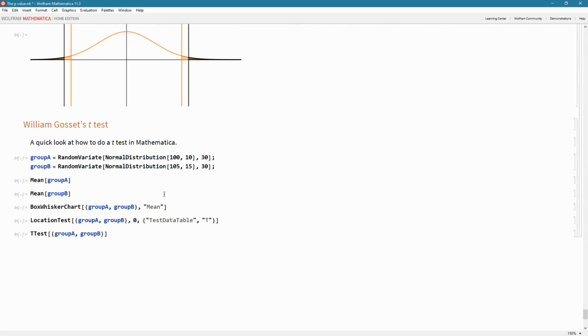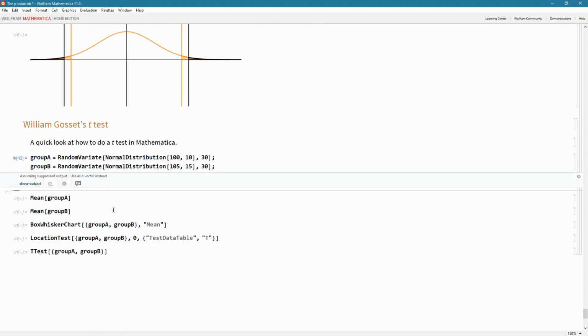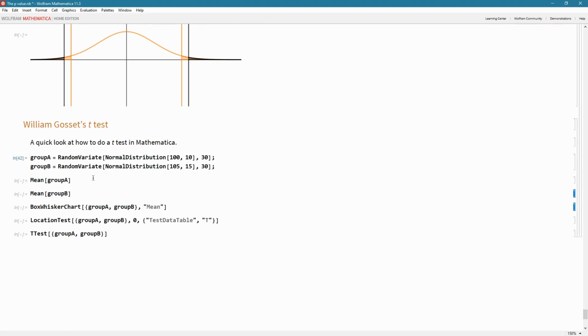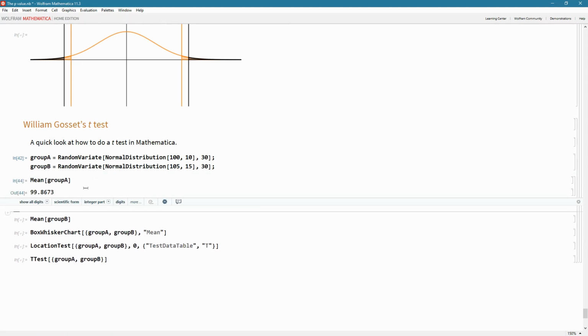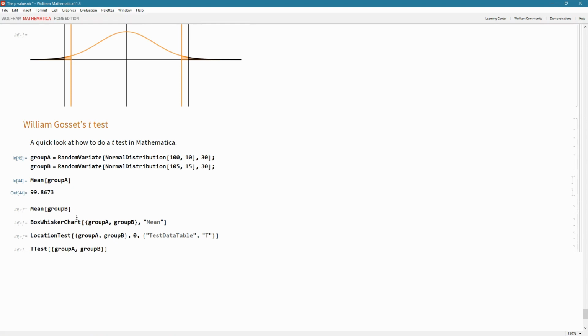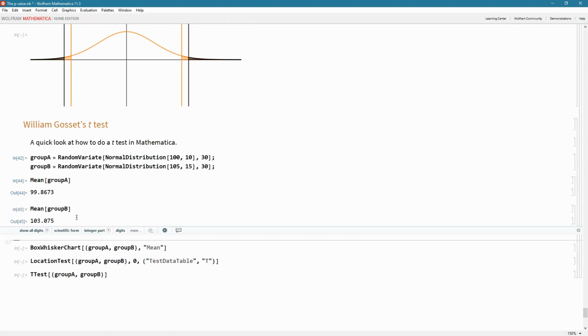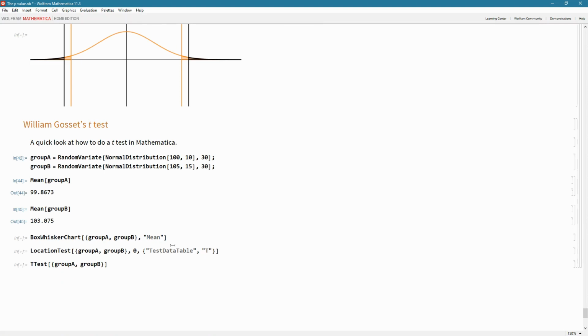Because I love Mathematica, let me just show you. I'm just going to create two groups of 30 people, and from a normal distribution, I'm going to choose a value with a mean of 100 and a standard deviation of 10, and for the other group, a mean of 105 and a standard deviation of 15. Let me just show you at random what happened here. The mean of my first group was 99.867. The mean of my second group was 103. Let's just look at a box and whisker plot. You know what those look like.